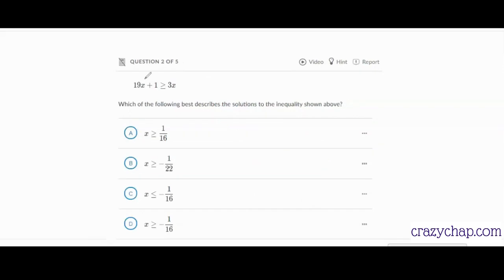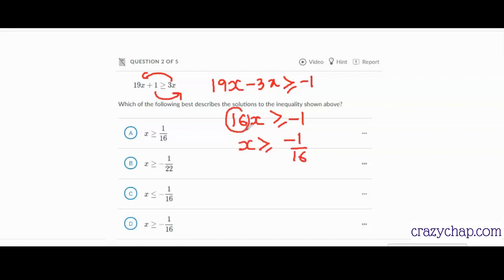Solving question number 2. We have to solve for x. Bring 3x this side and take 1 this side. So we get 19x minus 3x is greater than equal to negative 1. 19x minus 3x is 16x is greater than equal to negative 1. So x is greater than equal to negative 1 divided by 16. Please understand, guys, this time 16 is a positive number. I am bringing in division. So no change in inequality direction. So the correct answer is x is greater than equal to negative 1 over 16.